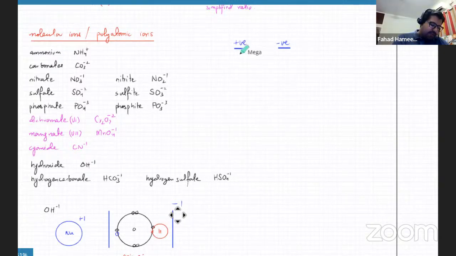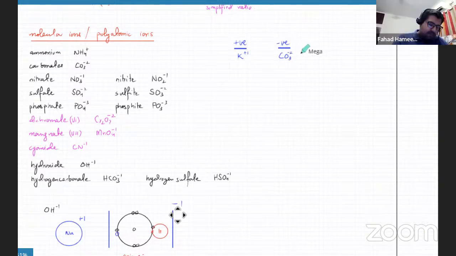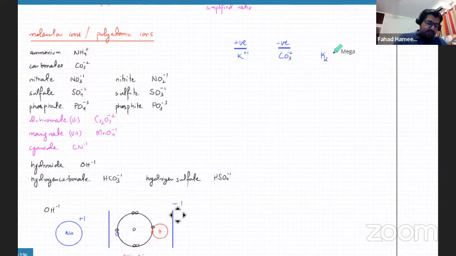So let's start with potassium carbonate. Potassium K, that's group 1. What is the charge? +1. Okay, that's +1. This is -2. So what would be the formula of this thing? K2CO3. Okay, so it's going to be K2 and CO3. You just have to do crisscross. Just bring the 2 over here, get the 1 over there.